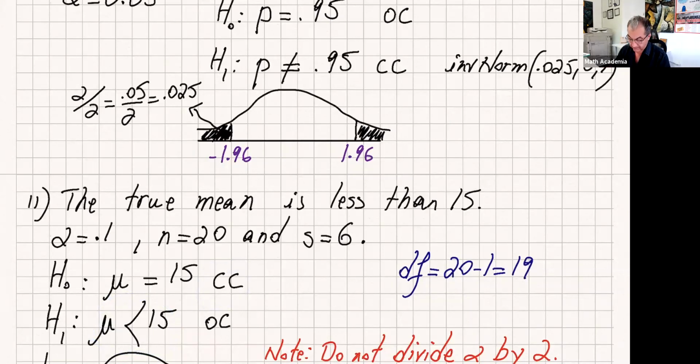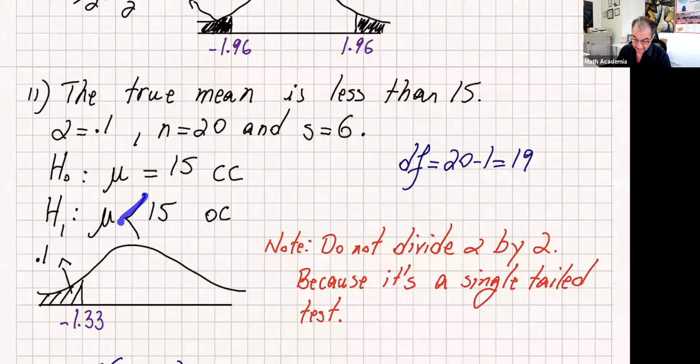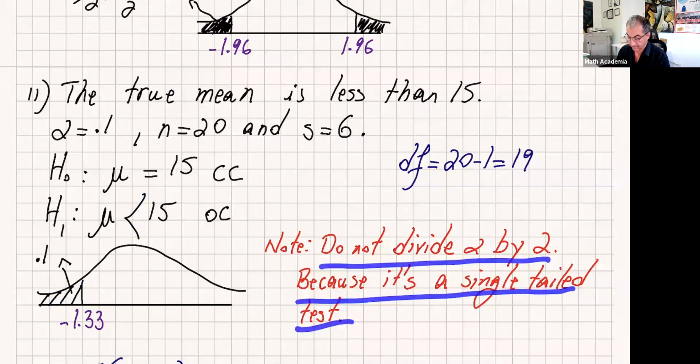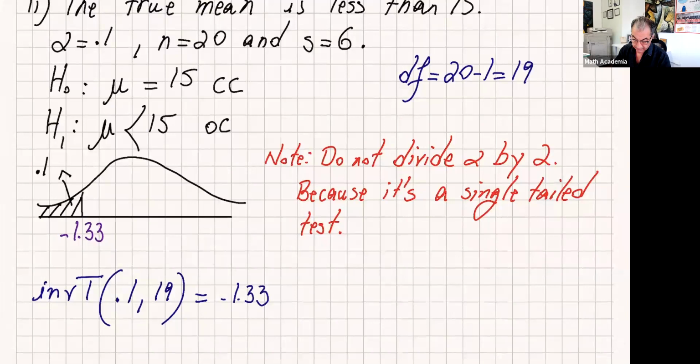Since we are dealing with the T distribution, because S is given, we have to know the degrees of freedom. DF is n minus 1, which is 19. In this case, it's less than, so it's a left tail test. Only one tail. Do not divide alpha by 2 because it's a single tail test. Do not forget that note. So how do I find this number? Again, for T, you can use your calculator. You go to inverse T, 0.1, degrees of freedom 19, and you get negative 1.33.